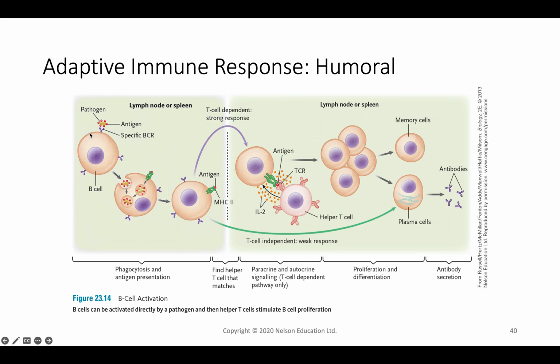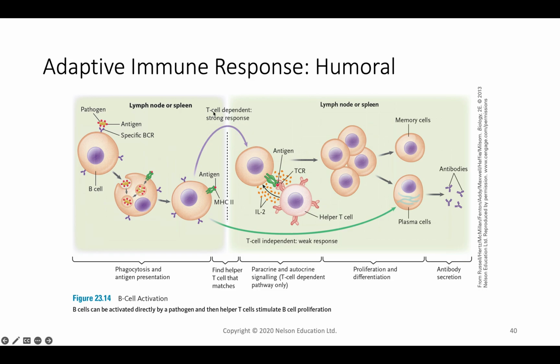So here's a B cell. It's going to find a foreign invader like a pathogen. These little red cells are the antigen on the surface. It's going to phagocytose that pathogen that has antigens in it. And then once that pathogen is degraded or digested, we're going to take the antigens and present them on the surface, again with that major histocompatibility complex. And what happens is we're going to get a T cell response.